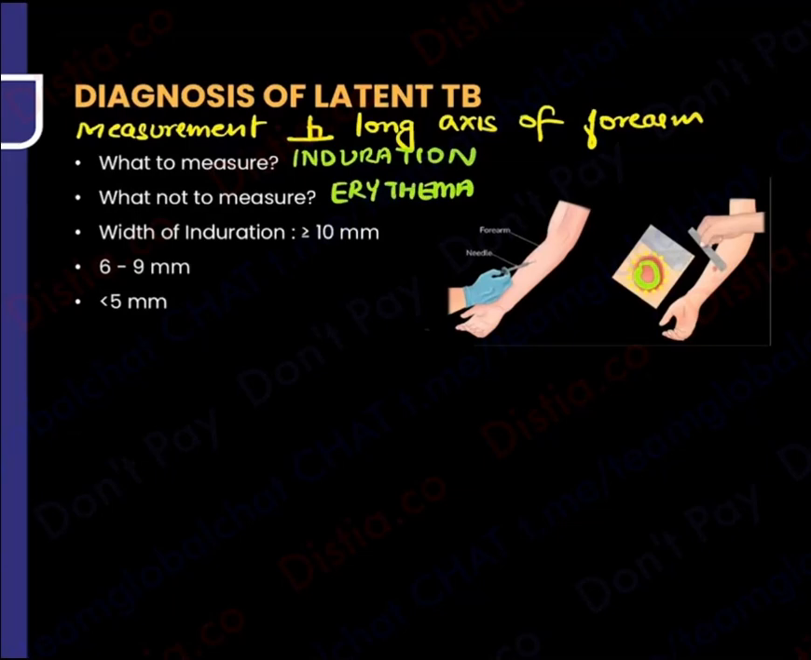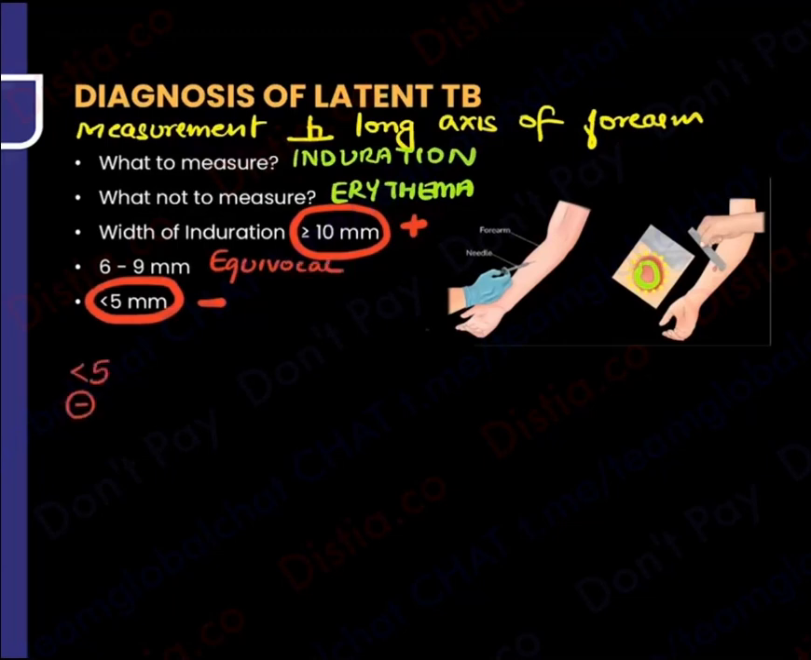What is the final interpretation? If you get an induration of equal to or more than 10 mm, this test is positive. Less than 5 mm is negative, and anything in between is going to be equivocal. So like I said, less than 5 mm is negative, between 6 to 9 is a question mark, equivocal. Equal to or more than 10 is positive. Although nowadays many of them are saying that in our country more than 5 is positive, but it's yet to be documented in textbooks.